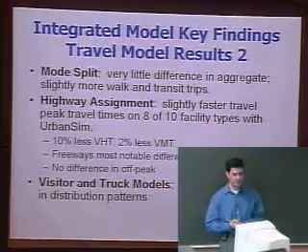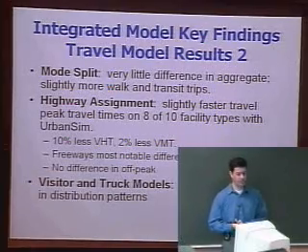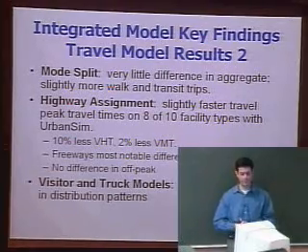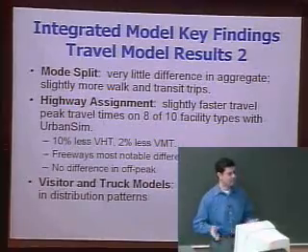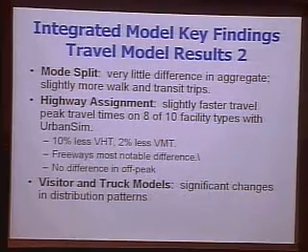And then in terms of vehicle hours traveled, 10% less vehicle hours traveled with UrbanSim, 2% less vehicle miles traveled. There's less congestion because people are actually just not going as far. And that's mostly noticeable during the peak. There's really no difference in the off-peak.